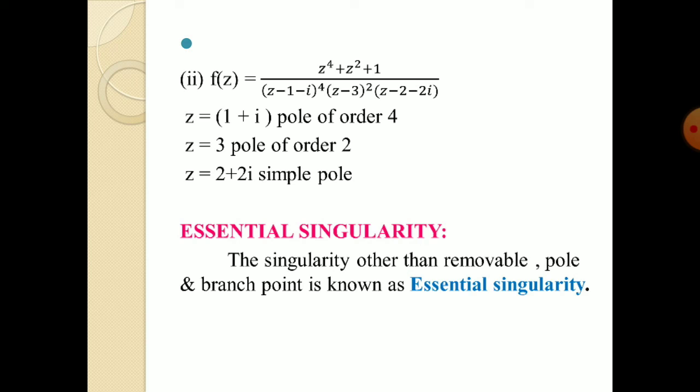Okay. Last one, essential singularity. The singularity other than removable, pole and branch point is known as an essential singularity. When the point z0 is not removable and is not a pole, then we can easily say that the point is an essential singular point.